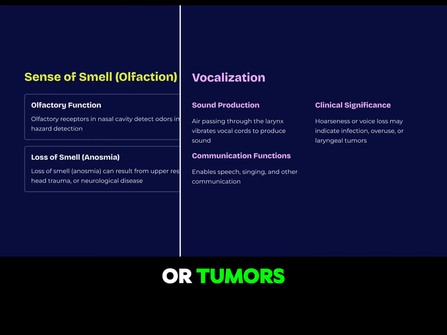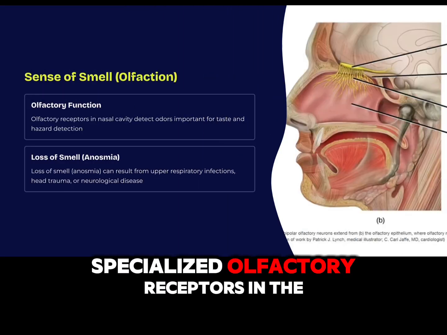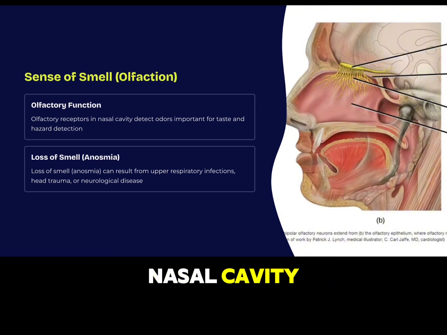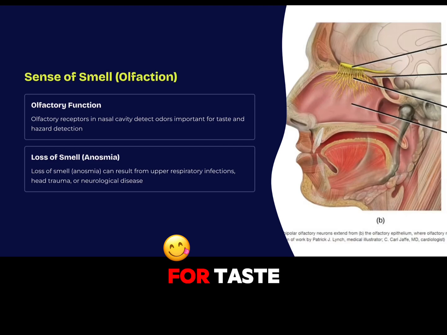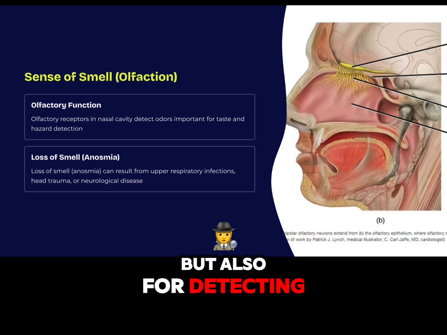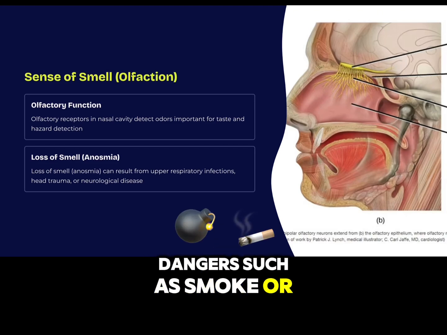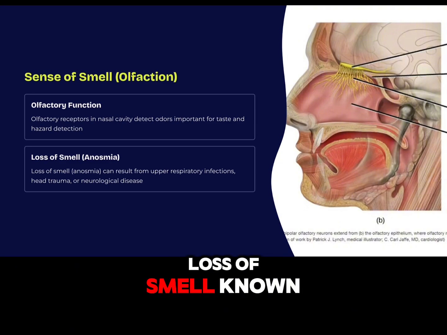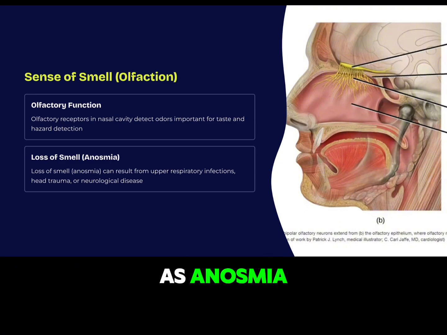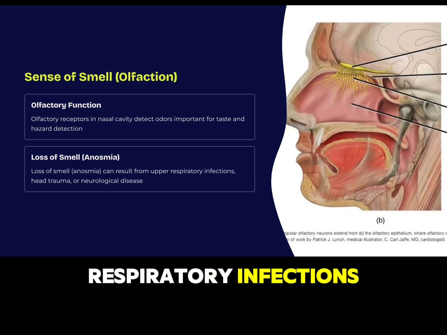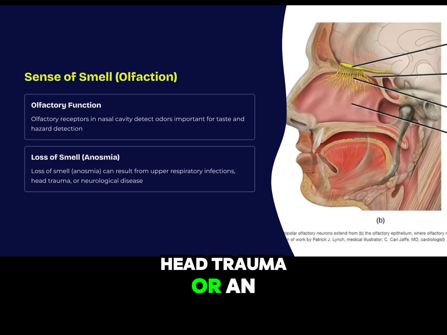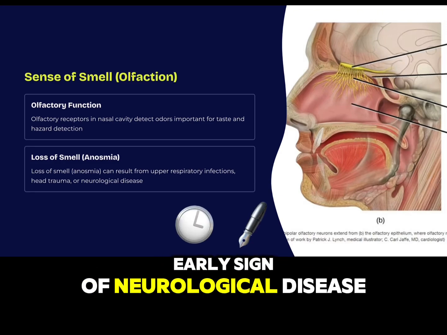overuse, or tumors. Specialized olfactory receptors in the nasal cavity provide the sense of smell, which is important not only for taste, but also for detecting dangers such as smoke or spoiled food. Loss of smell, known as anosmia, is a symptom that can be seen in upper respiratory infections, head trauma, or an early sign of neurological disease.